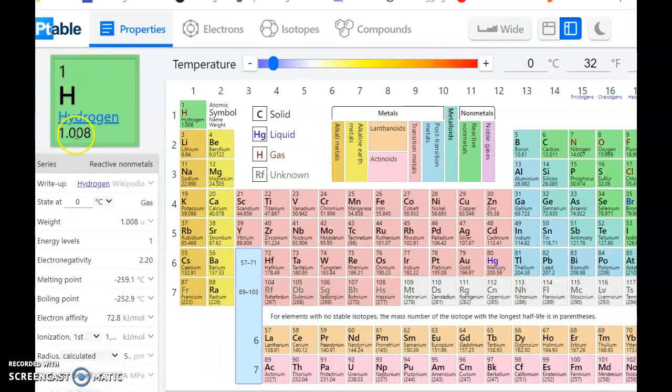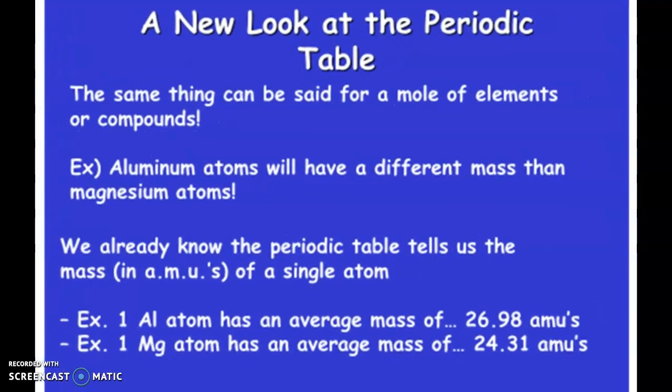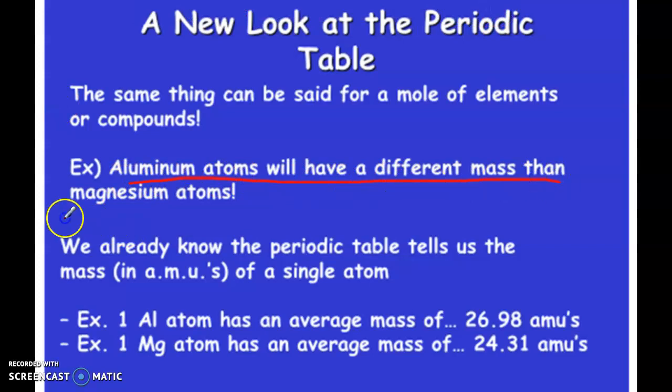Okay, so this number that's here, this weight, 1.008 for hydrogen, remember that's the average atomic mass. All of those masses on here give us information about the weight of an atom. We can use that when we're trying to determine the molar mass. And actually, the molar mass is equivalent to the mass of the atom. But just like everything else, the masses of atoms are going to be different. If I compare aluminum to magnesium, they're going to have different atomic masses.